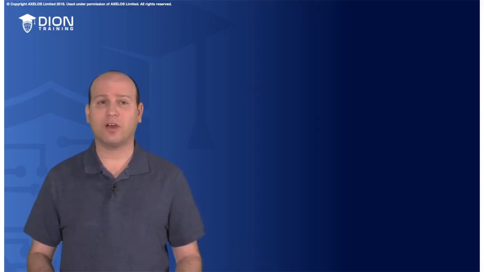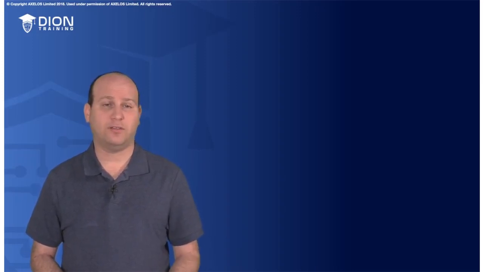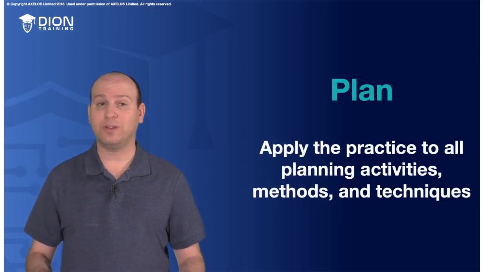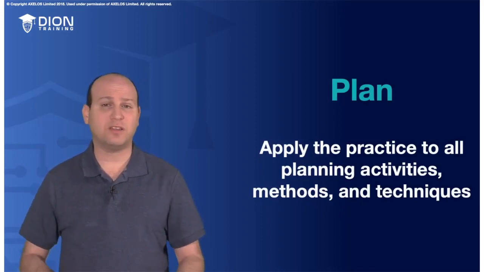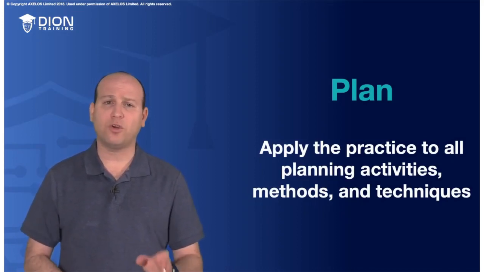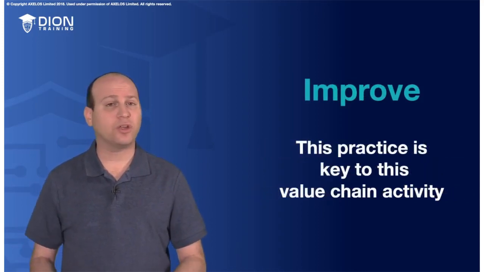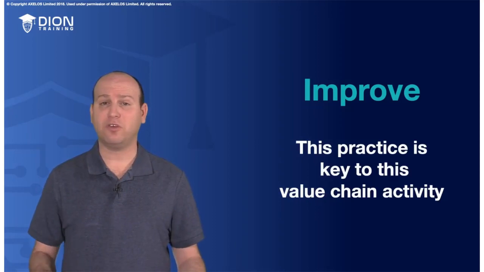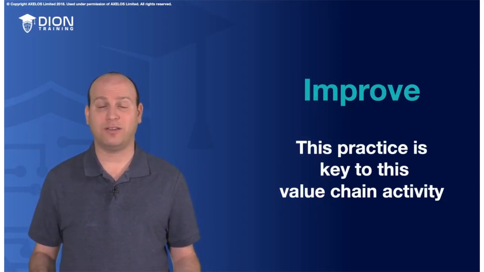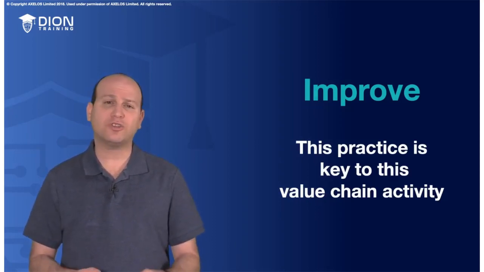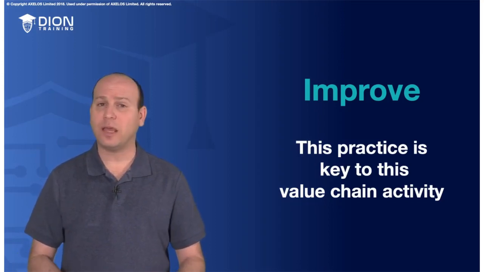Now, the last thing I want to talk about here in continual improvement is how it integrates with the different value chain activities. So if we look at how continual improvement is going to work inside plan, the continual improvement practice is applied to all planning activities. We're going to look at the methods and techniques to make sure that they're all relevant for the organization's current objective and the context in which we're operating. When we start looking at this from the improve perspective, the continual improvement practice is key to this value chain activity. It's all about improvement. It structures our resources and our activities to enable that improvement at all levels of the organization and across the service value system.